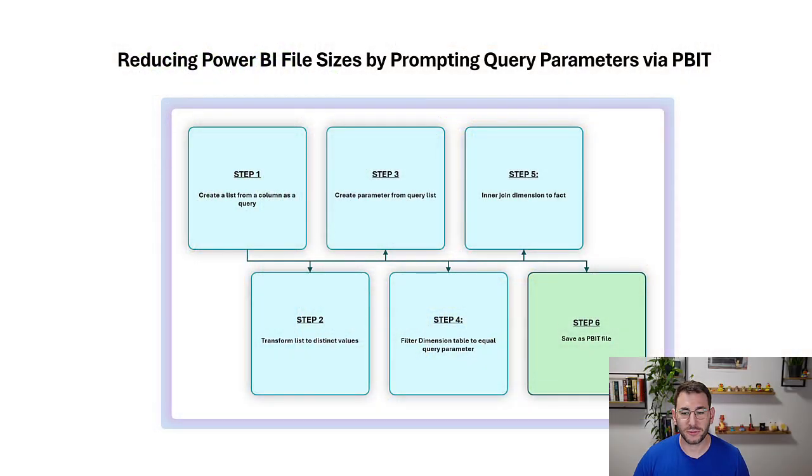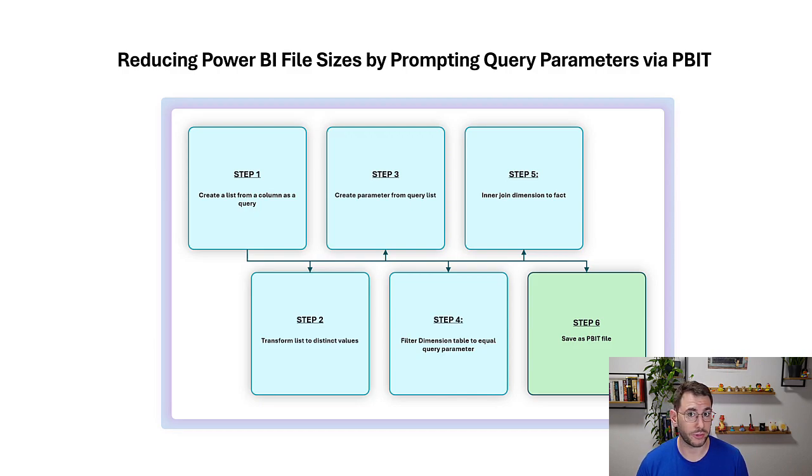Okay, so let's go through the process. This is a 6-step process to implement the solution. We will start by creating a list from a column or field that we choose from our query, for example, our fact table or dimension table. Then we transform that into a list with distinct values in a separate query. Then we create a parameter from this query.